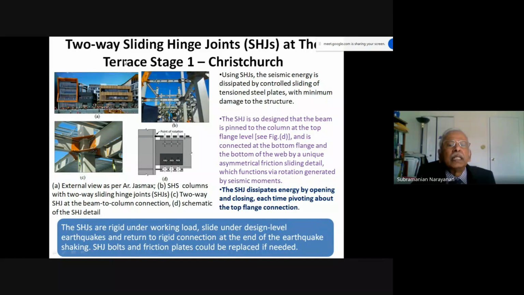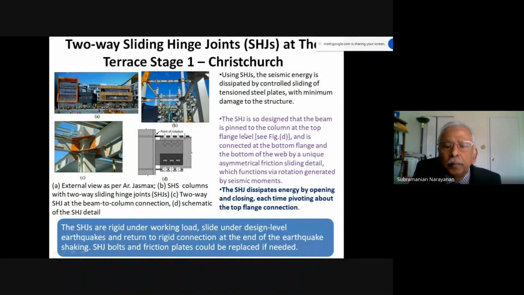Another interesting thing, this is a two-way sliding hinge joint of the Terrace Stage, Christchurch. This shows the building, and this shows the joint, and this is an important thing which shows the operation of this mechanism. So using this plastic two-way sliding hinge joint, the seismic energy is dissipated by controlled sliding of tensioned steel plates with minimum damage to the structure.